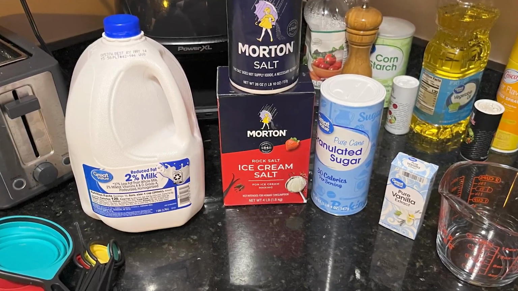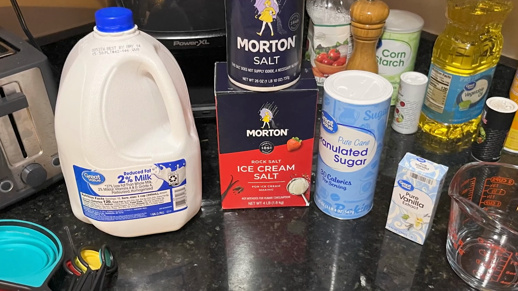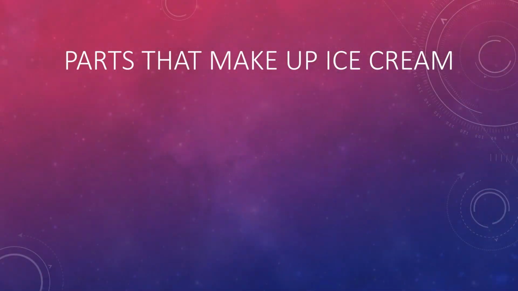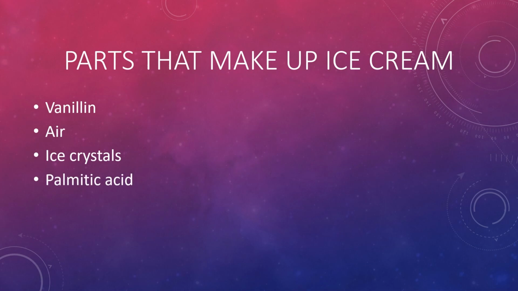Today we're going to be doing the ice cream chemistry lab, but first let's go over some key terms and vocabulary. The first thing we're going to go over are the parts that make up ice cream. These include vanillin, air, ice crystals, palmitic acid, glycerol, and sucrose.